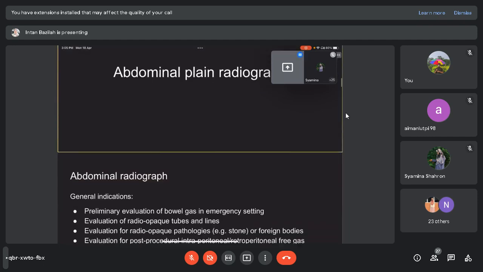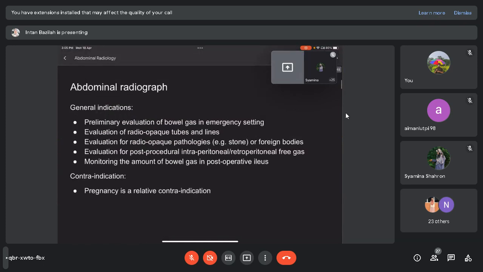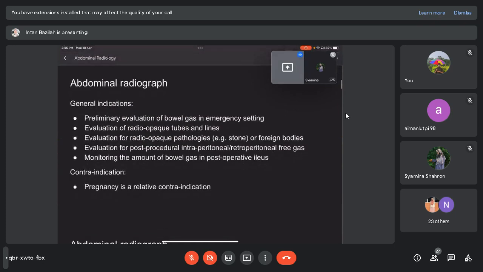Okay, so first abdominal plain radiograph. First you must know what is the indication when you want to request or do a plain abdominal radiograph. First, it is a preliminary evaluation of bowel gas in emergency setting. For example, when you want to rule out intestinal obstruction, you want to look for dilated bowel, or you want to look for evidence of pneumoperitoneum.